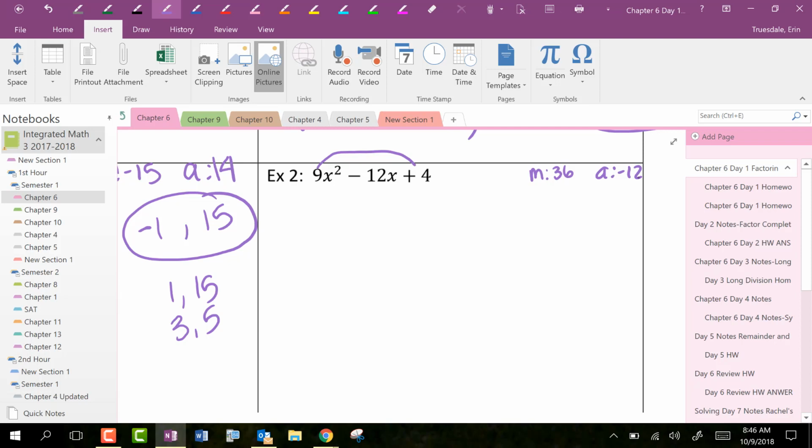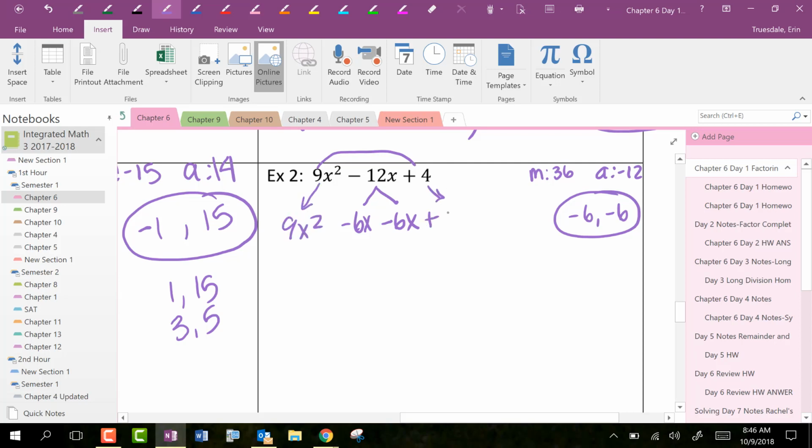Okay, I'm seeing a good start here. Most of you got that it should have been -6 and -6, correct? These are the numbers. I'm going to split my middle term, so I'm going to write it as -6x minus 6x, because together that makes -12x. Then I just bring these ones down, so 9x squared and plus 4. Group the first two, group the last two. What do the first two have in common?